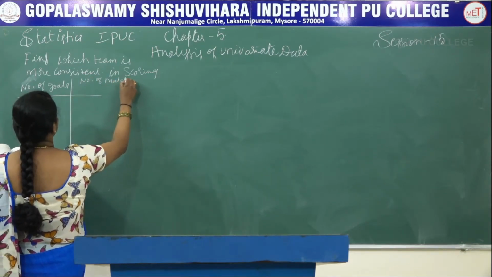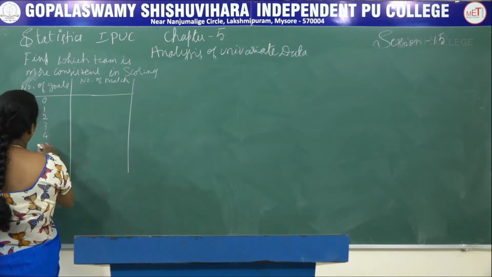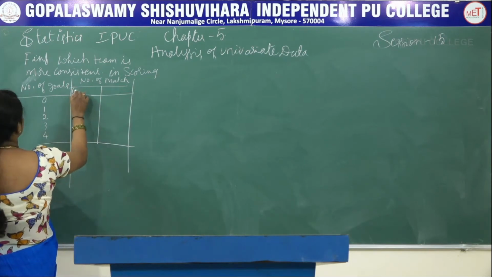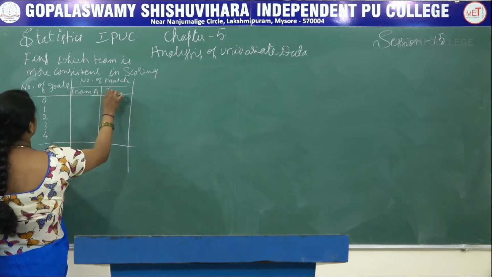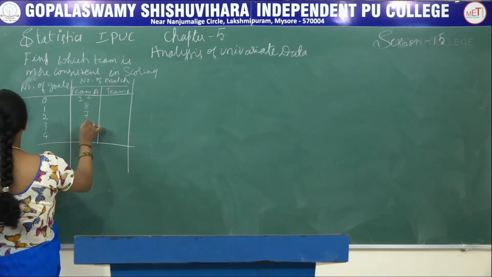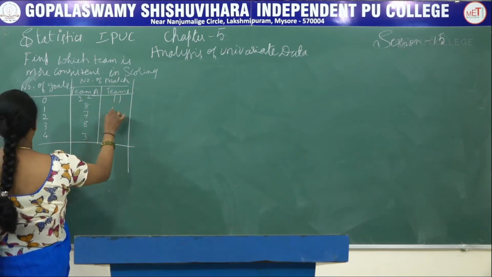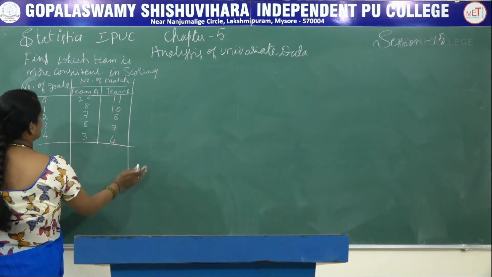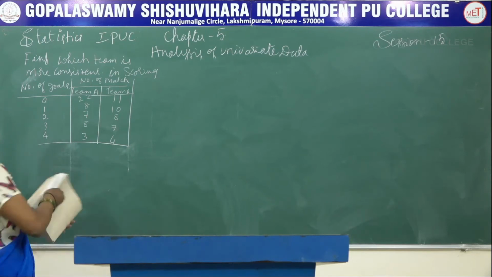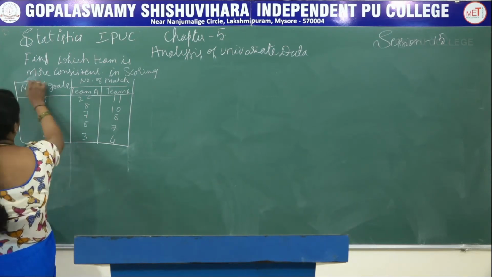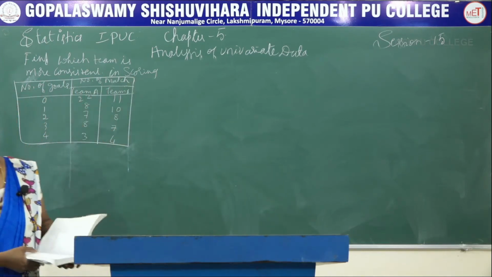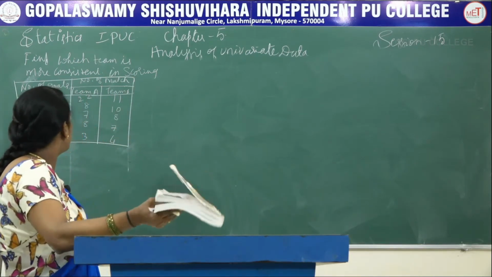In number of matches we have two teams, team A and team B. Team A: 22, 8, 7, 8, 3, and team B: 11, 10, 8, 7, 4. This is the problem they have given, and in examination you will get this type of problems also for 10 marks, and this is very very important.